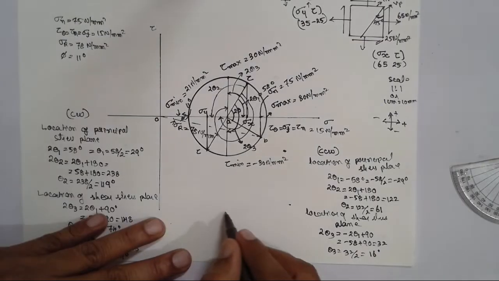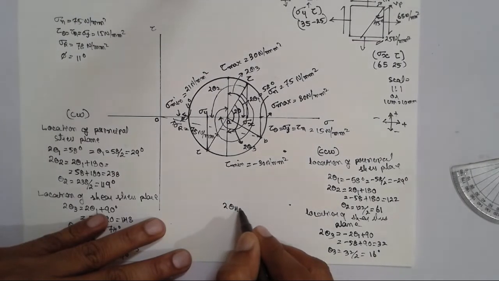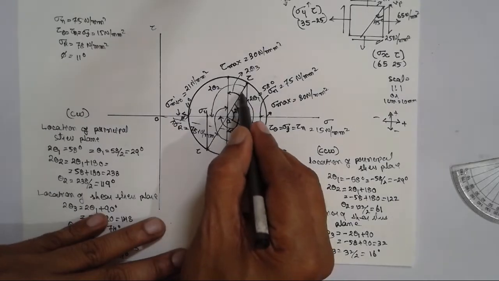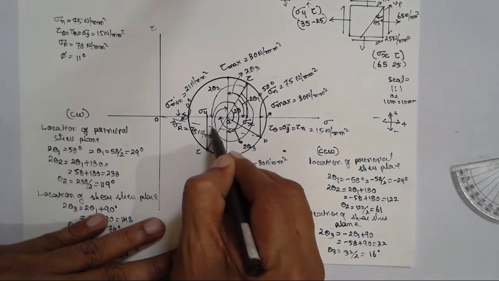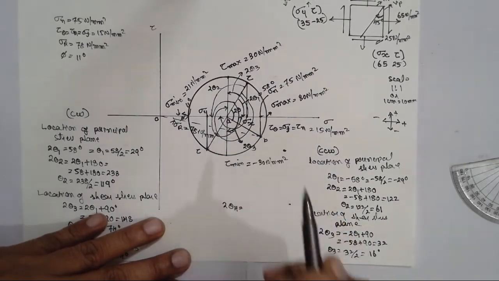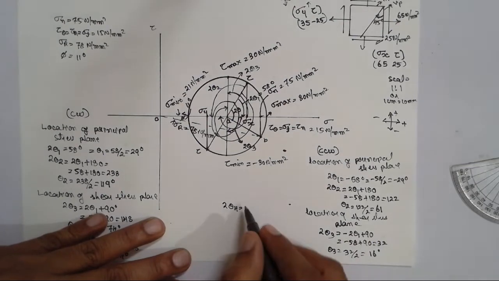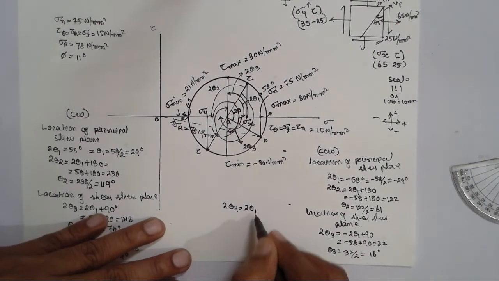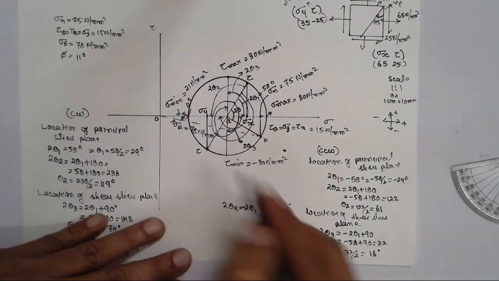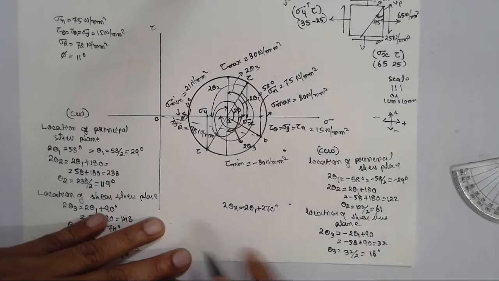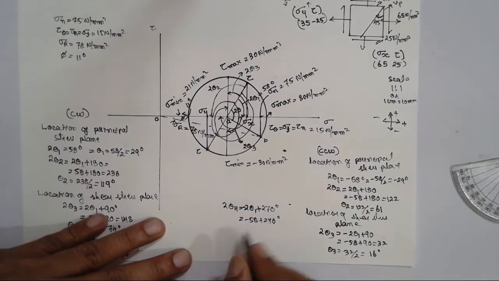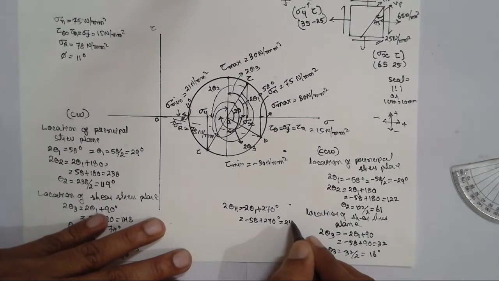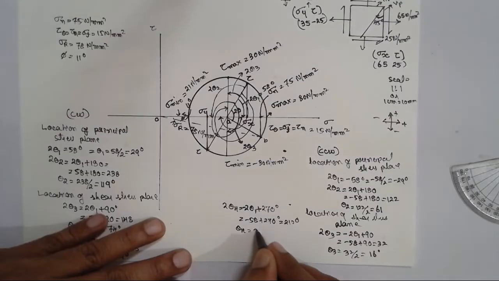And let us go for 2 theta 4. Now 2 theta 4, see here, this line over this line is going to touch. That means 2 theta 1, because it is minus, then plus 270. Minus 58 plus 270, 221 degree. Theta 4, 221 divided by 2, 106.